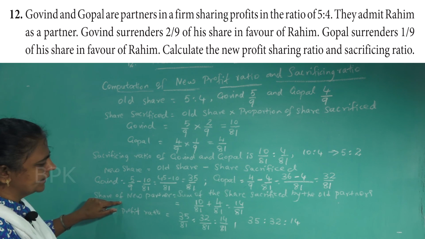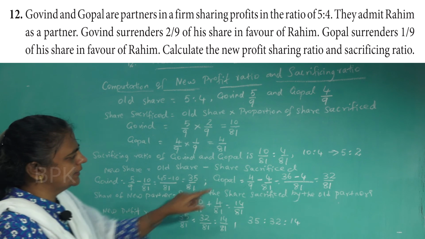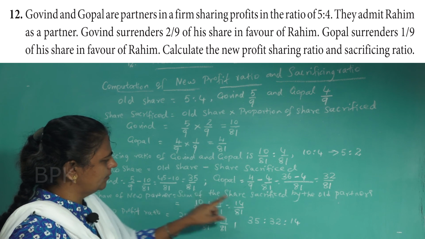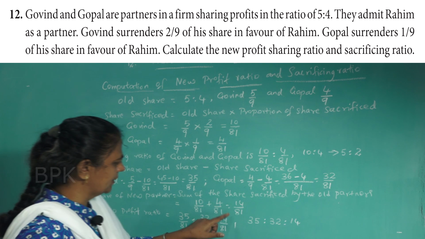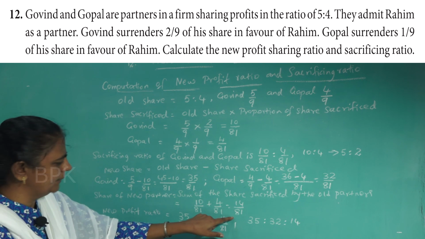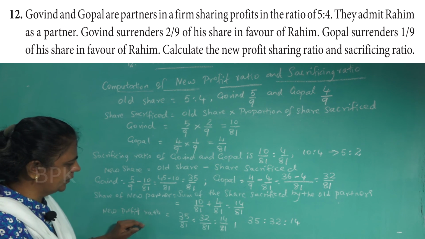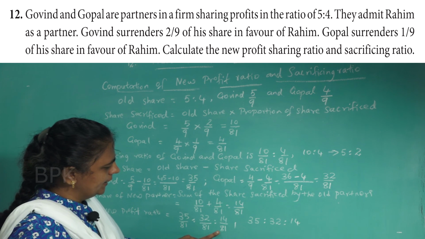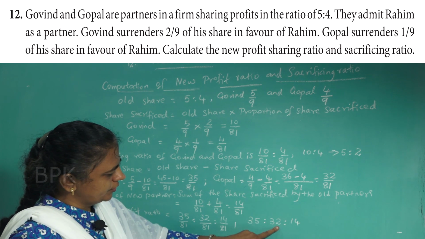And for the new partner Rahim, what you have to do? Whatever the old partners are sacrificing, if you add the sum of the share sacrificed by the old partners, that will give the new share for Rahim. So the new profit ratio is 35 by 81, 32 by 81, 14 by 81. That is 35 is to 32 is to 14.